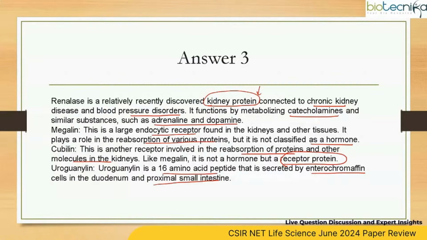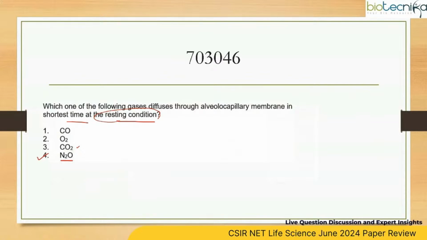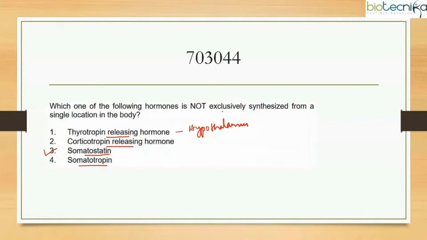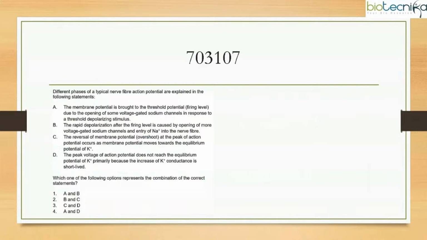So that was all from part B. If we go through the questions asked, from hormones, from respiratory system, okay, from the various receptors, okay, and again another hormonal question. So endocrinology, from endocrinology they have asked 2 part B questions. Now let us move on to the part C question. So the question number is 703107. It's from nervous system.